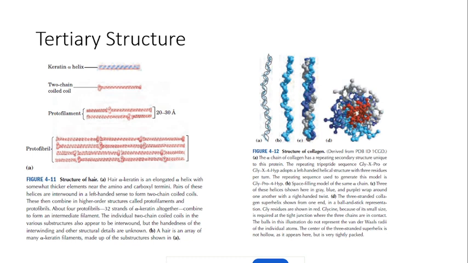Now we will go to tertiary structure. Okay, so what is tertiary structure?